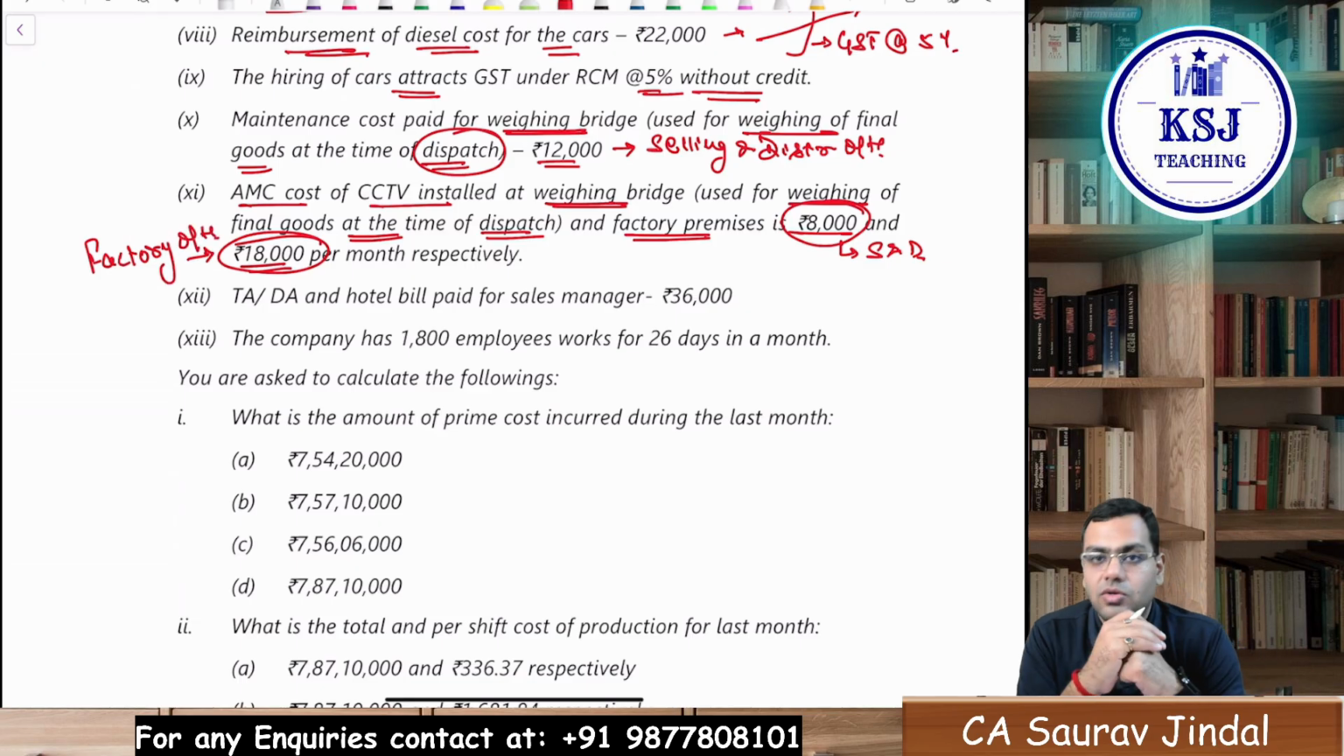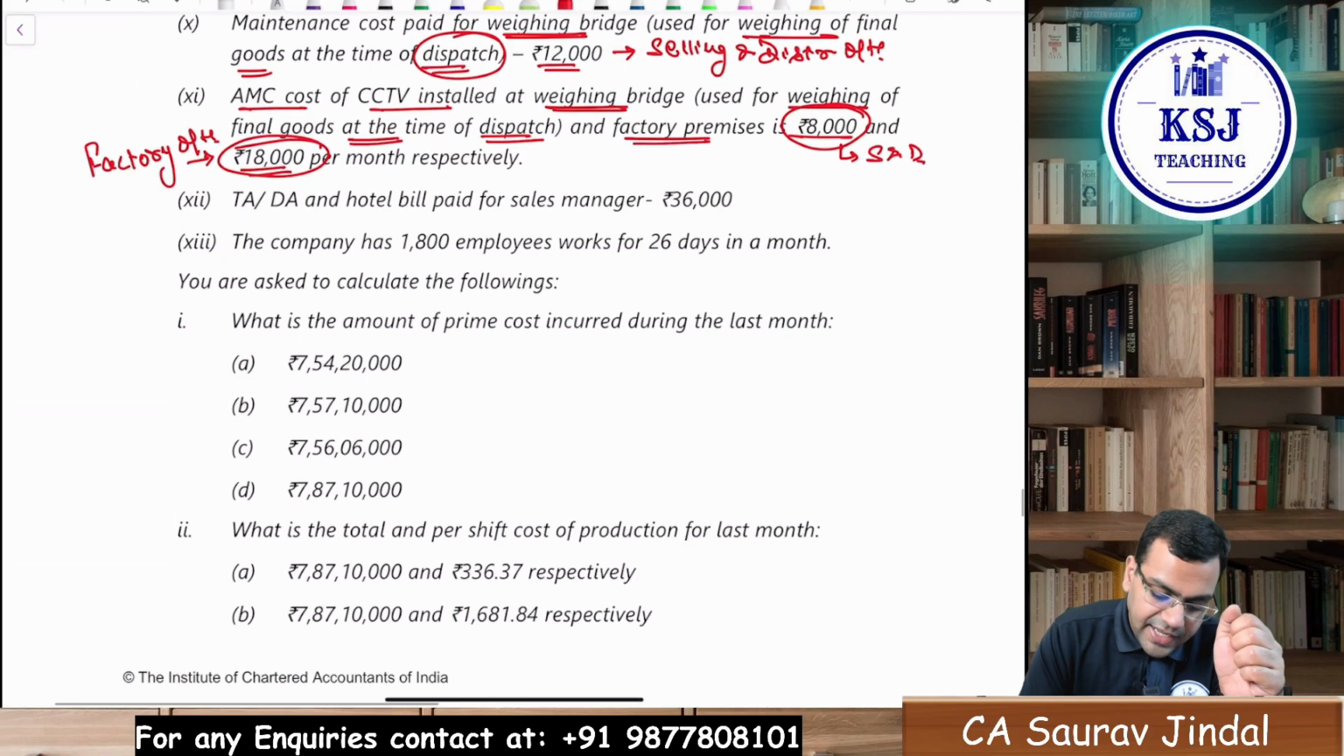Right? This 18,000 will go where? This 18,000 will go to factory overheads. Is this clear? Fine. TADA and hotel bill for the sales manager is 36,000. Sales manager, selling and distribution overheads.